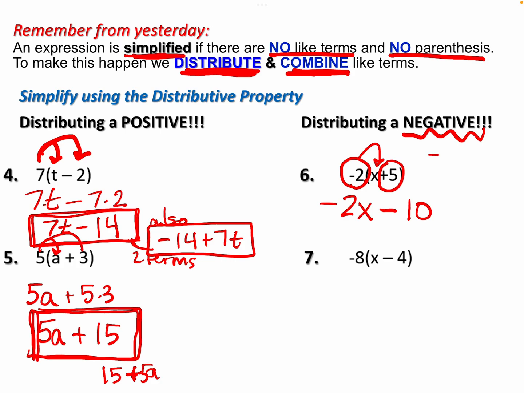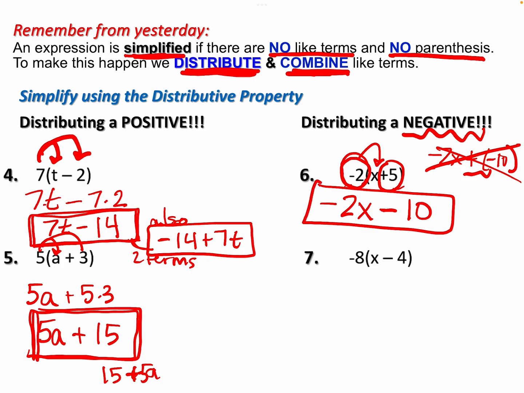You are not going to type this into Big Ideas today. I get kids all the time that try to do this, plus negative 10. That will get counted wrong. You can't have those two signs together. Write whatever sign it is in front of the number, a negative 2, positive 5, negative 10.